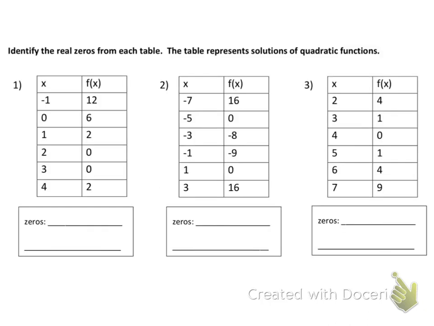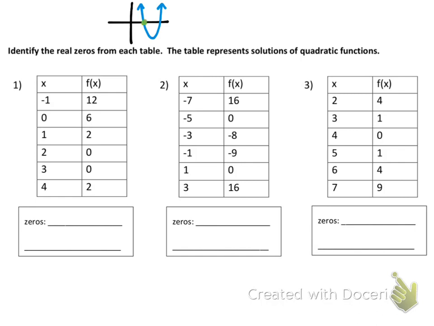Now we're going to work on identifying the zeros given a table instead of given a picture of a graph. So in our first table, we are going to see where our f of x is equal to 0. So I have a little picture up at the top that we're just going to sketch out to really demonstrate what we mean by finding a 0 from a table.